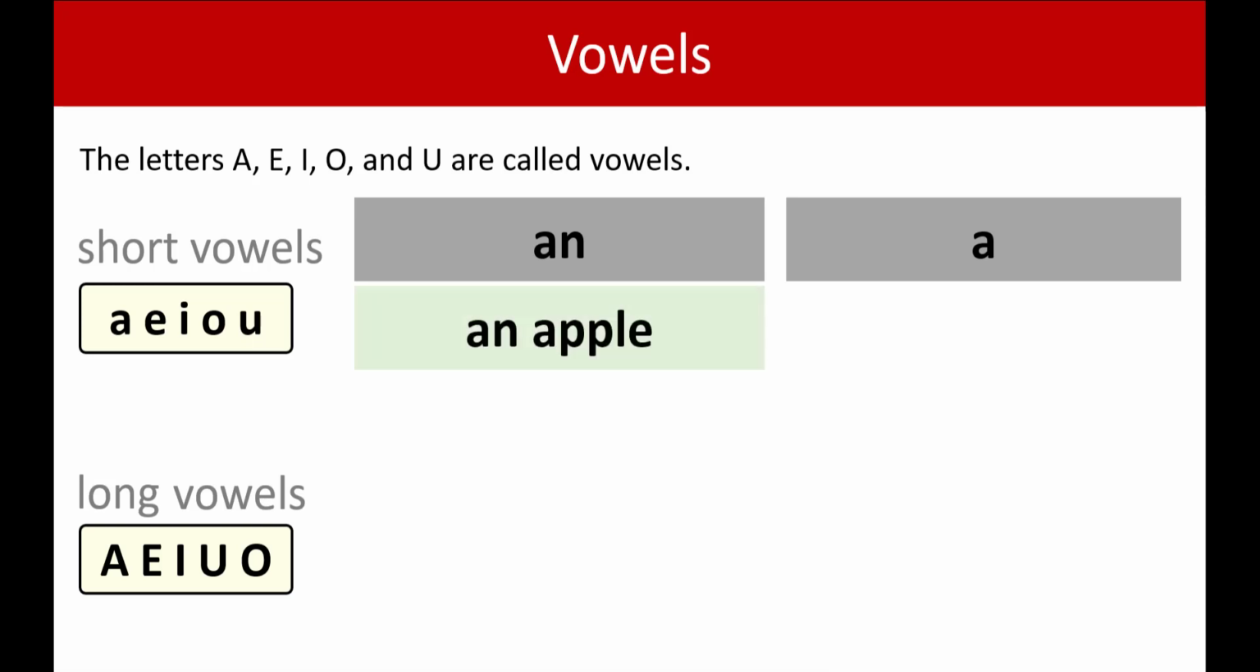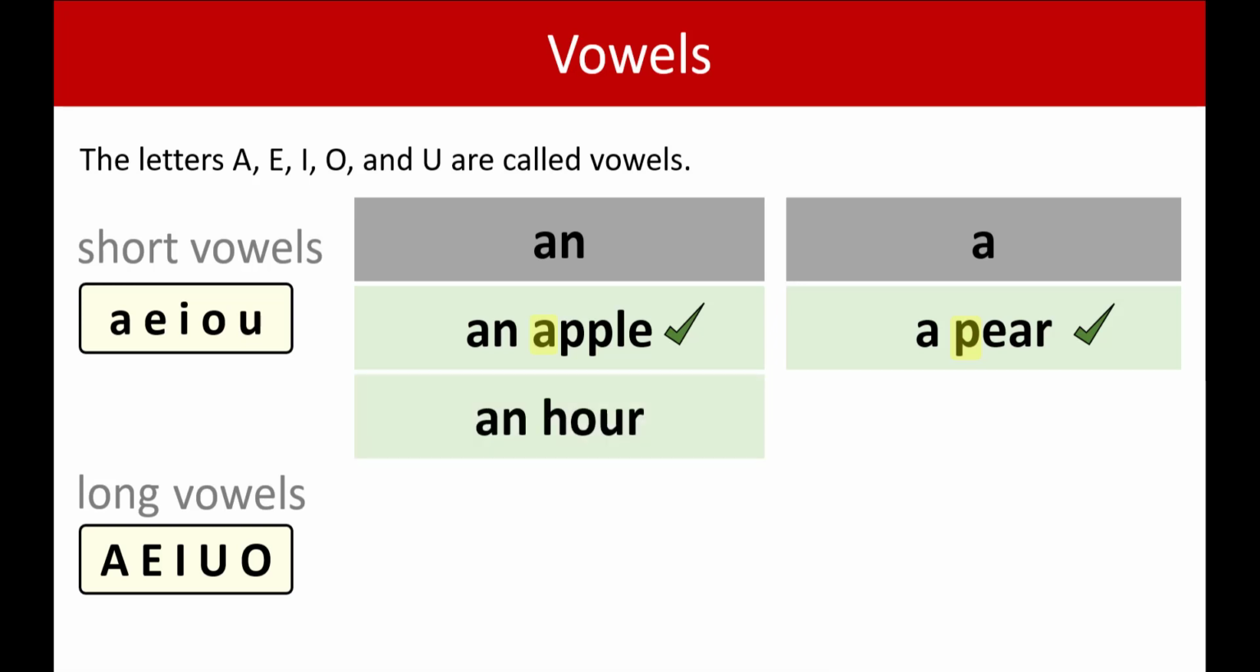Here's an easy example. An apple. Well, look at that a. That is the short a. So you would expect an in front. So this is correct. Here's another easy one. Here we have a consonant that starts with a consonant sound. So you'd expect a in front. This is correct.